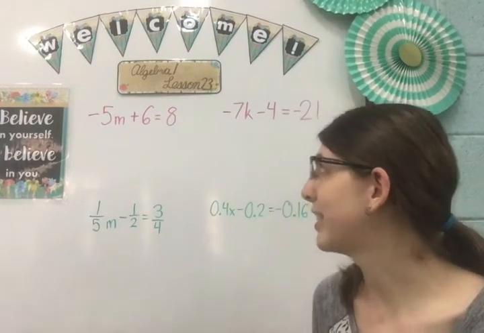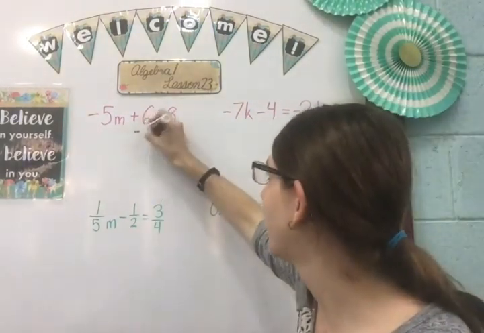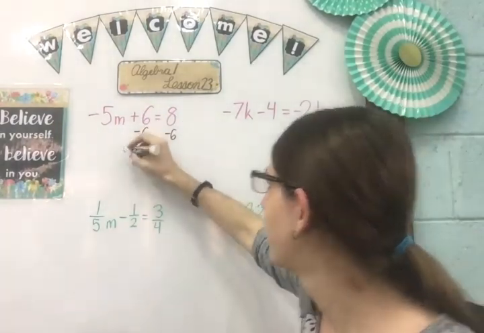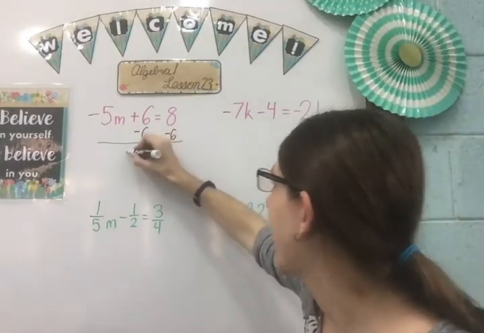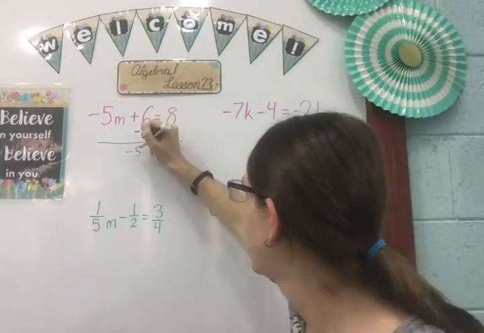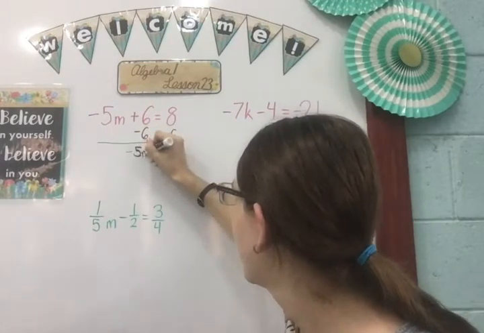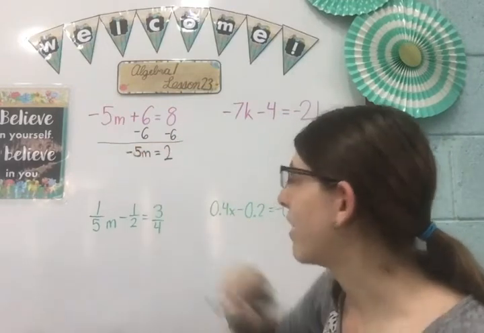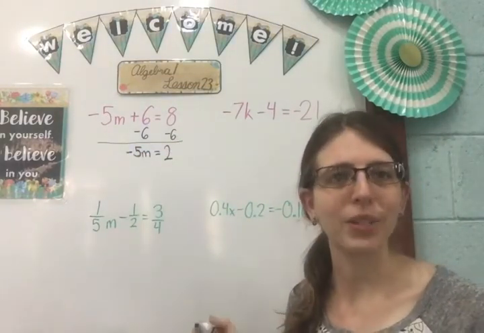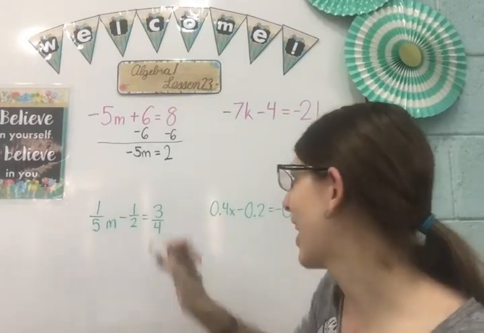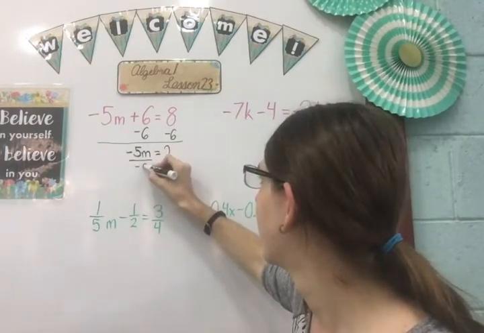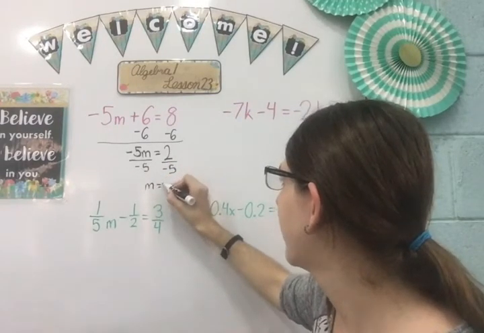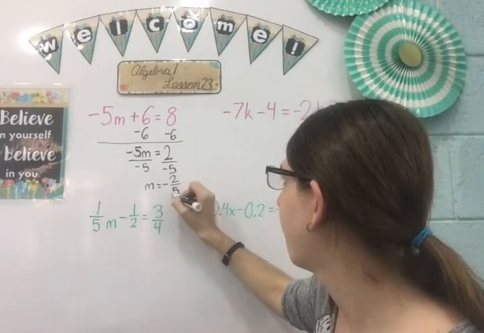So I'm going to start by subtracting 6 from both sides. This leaves me with nothing over here, just negative 5m now. Negative 5m, and then 8 minus 6 is 2. So I have negative 5m equals 2. Now what do I do? I divide both sides by negative 5. So m equals negative 2/5.